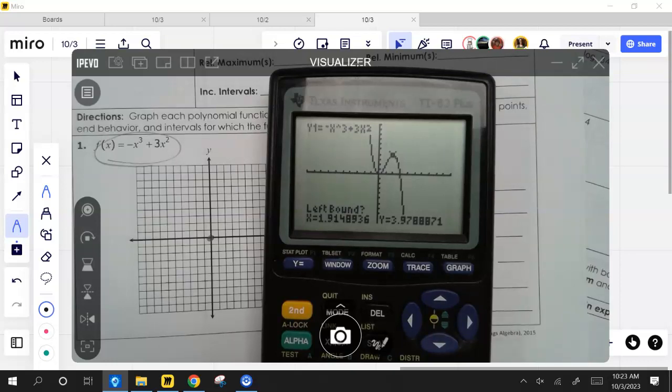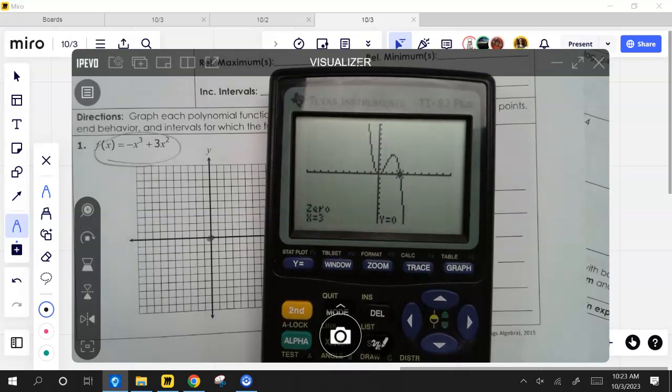So I chose 0 this time. I'm going to do the same thing, just like before. This is the 0 or where it's crossing, and I need a range. I need a left bound. So I'm going to go to the left of the 0 and hit enter, and I'm going to go to the right of the 0. Does my 0, or where it crosses the x-axis, fall somewhere between those two arrows? So hit enter, and it gives me that point.